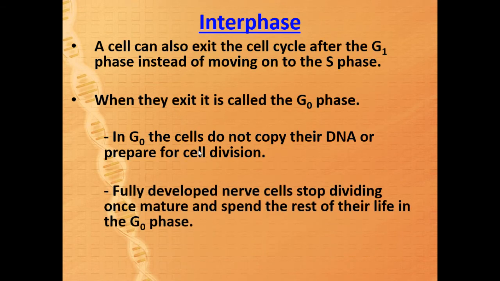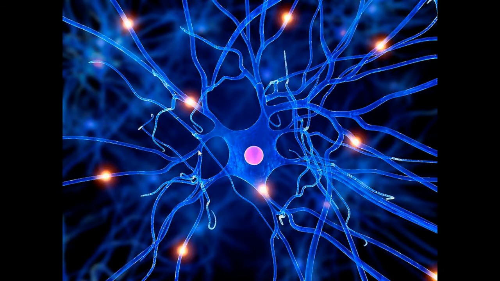Fully developed nerve cells stop dividing once they're mature. So they spend the rest of their life in the G0 phase, which is why you don't get new nerve cells. If you ever get a really deep cut, my mom cut her finger, probably about 25 years ago. And she cut it so deep, she was making dinner, that she never actually regained feeling in that part of her thumb because she cut through a nerve. That's what a nerve cell looks like.